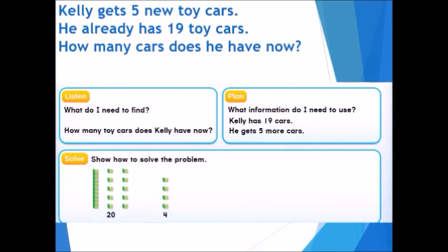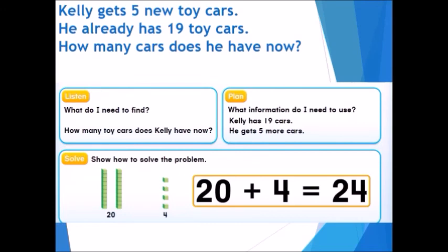Now we have 1 tens block, 10 ones blocks, and 4 more ones blocks. We can make a 10 with the 10 ones blocks. Now our model shows 2 tens and 4 ones. 20 plus 4 is equal to 24. So Kelly has 24 cars.